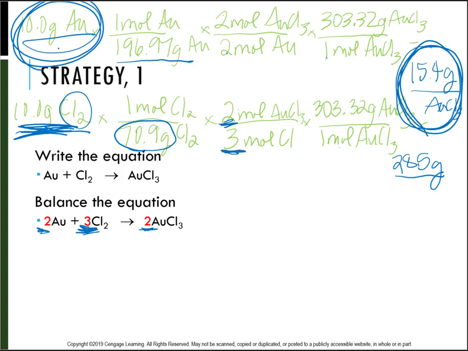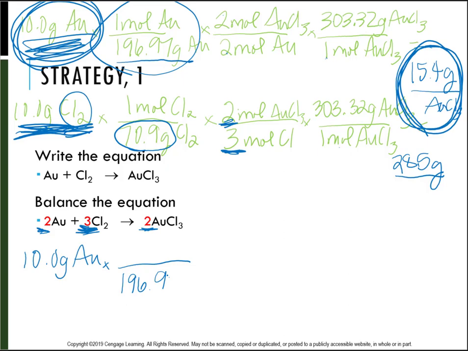Now it wants to know how much excess chlorine we have in this reaction. So remember, we always start our last bit of stoichiometry with what I'm limited by, the 10.0 grams of gold. I'm going to go grams to moles, just like I did here. What's great about this third part is all of the information you need is already here. So I'm going to just say my 196.97 grams of gold and 1 mole of gold.